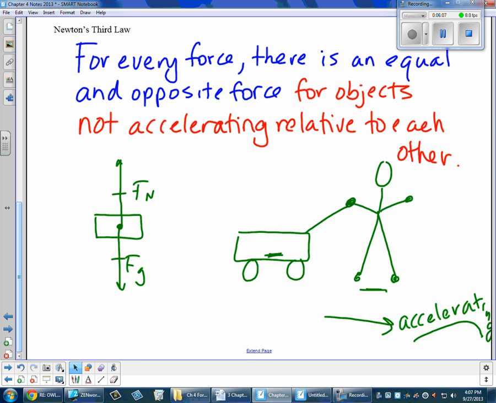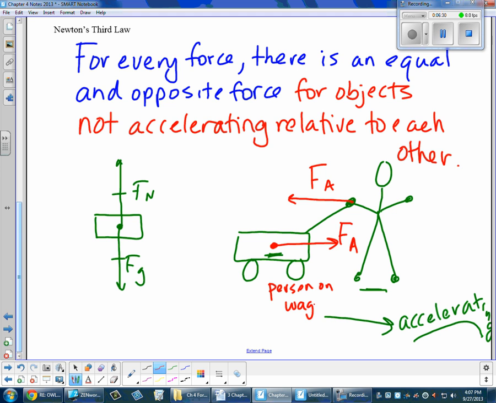So, if I look at the force that the person exerts on the wagon, an applied force of the person on the wagon, that force would be equal and opposite to the applied force of the wagon on the person. So here I've got person on wagon, and it makes a force pair with the wagon pulling back on the person. Those two forces are equal and opposite.